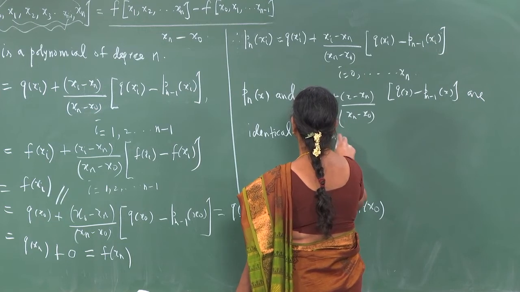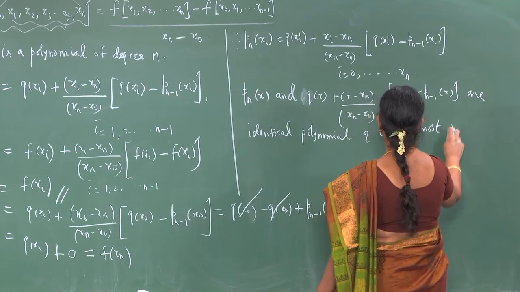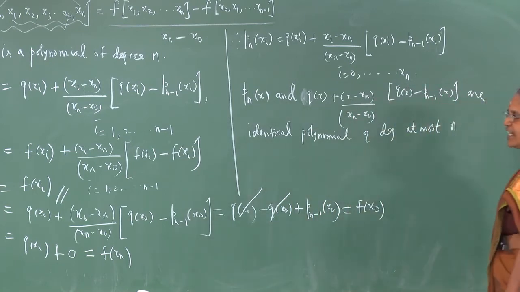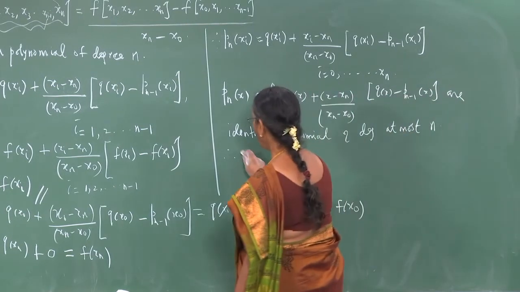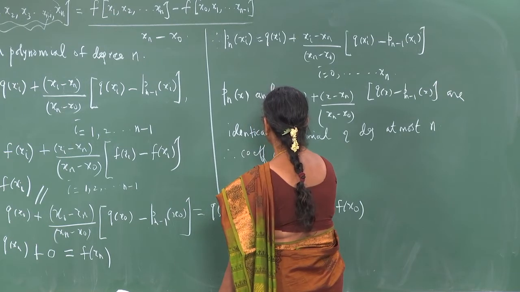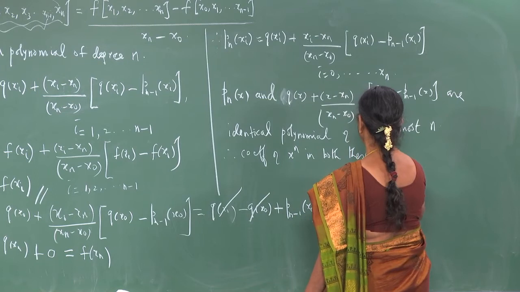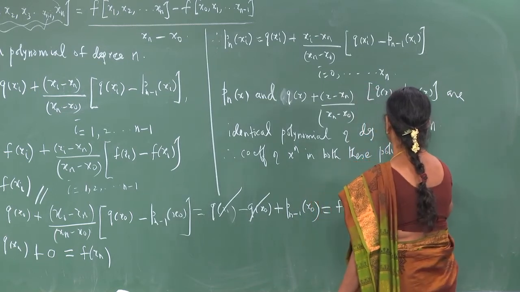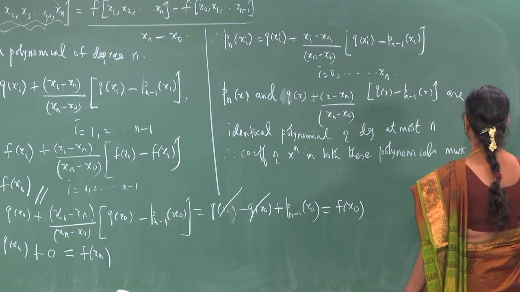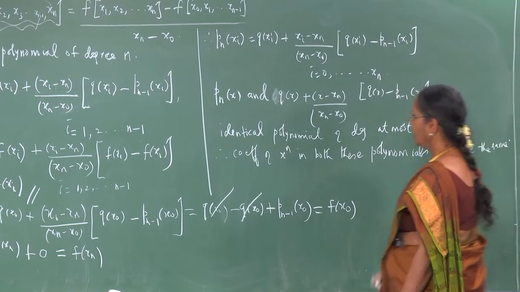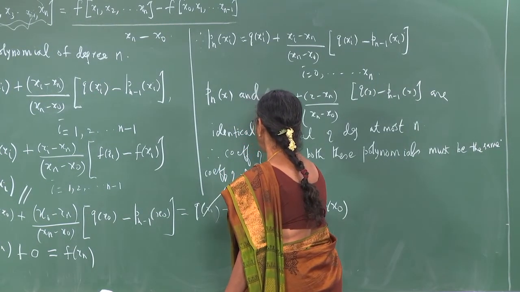Polynomials of degree at most n that interpolate the function f at a set of discrete points x naught to xn, and therefore the coefficient of x to the power of n in both these polynomials must be the same. So, let us compute the coefficient of x to the power of n in Pn of x.